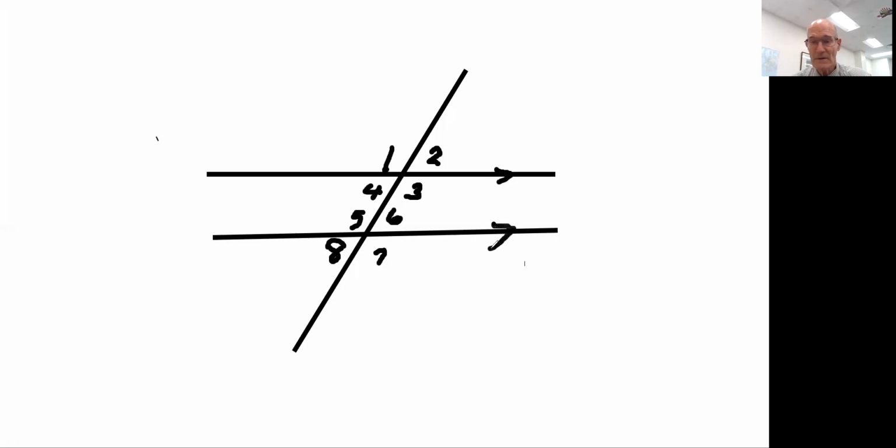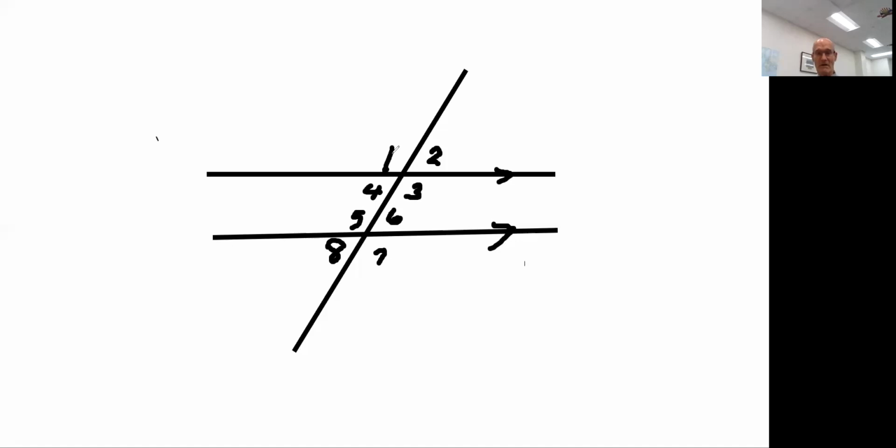You know these lines are parallel because you see these arrows on the lines. So remember, we have interior angles: 4 and 6 are alternate interior, 3 and 5 are alternate interior, and they are congruent. We have 3 and 6, and 4 and 5 are consecutive interior, and the sum of 3 and 6 is 180, and the sum of angle 4 and angle 5 is 180.